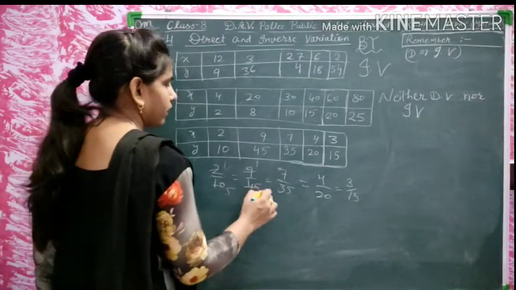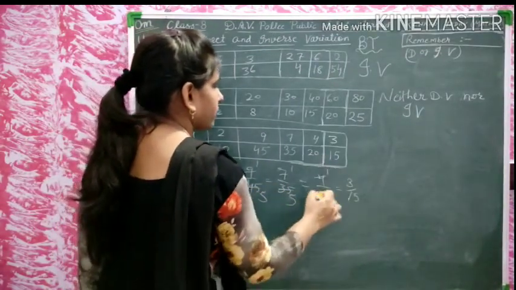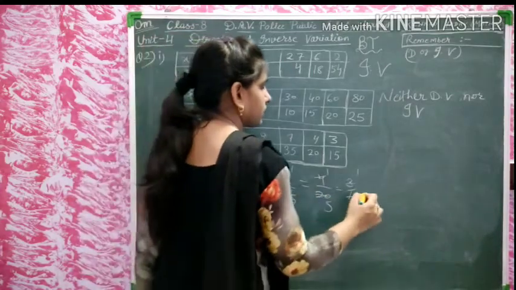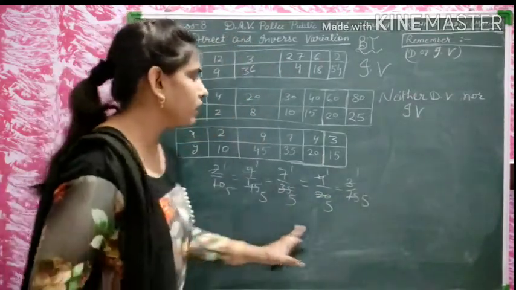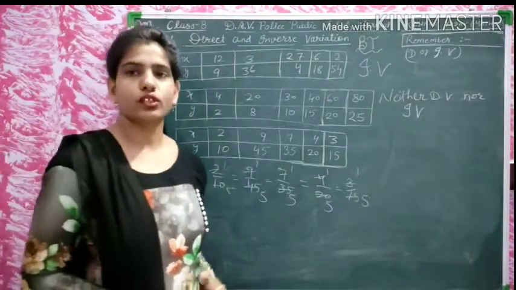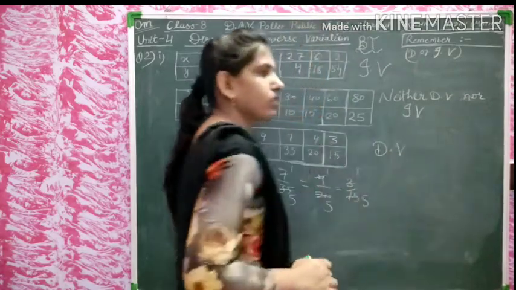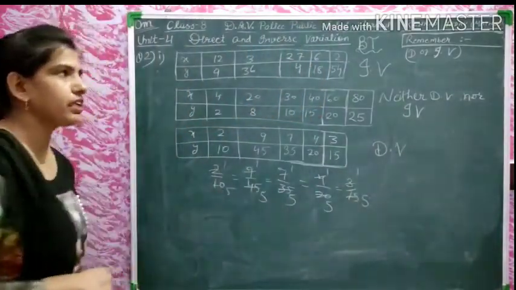2 1s are 2, 2 5s are 10, 9 1s are 9, 9 5s are 45, 7 1s are 7, 7 5s are 35, 4 1s are 4, 4 5s are 20, 3 1s are 3, 3 5s are 15. And every number has the constant ratio as 1 by 5. So this is in the direct variation. If ratio is constant here, then there is a direct variation.